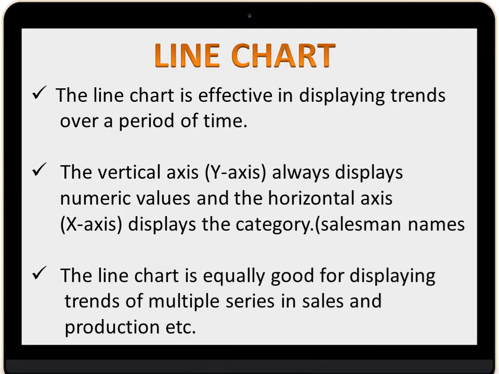Next one is line chart. From the name itself we can understand that the chart will be displayed in the form of lines. The line chart is effective in displaying trends over a period of time. The vertical axis, that is y-axis, always displays numeric values, and the horizontal axis, x-axis, always displays the category, that is nothing but salesmen's names, like column charts. The line chart is equally good for displaying trends of multiple series in sales and production, etc.